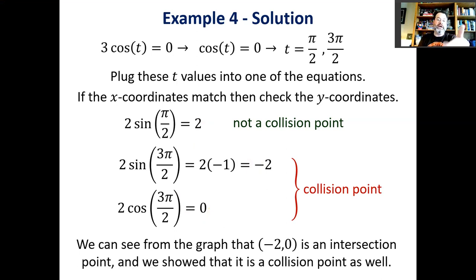And so because the x and y coordinates match, it turns out it's also a collision point. If you want to, go ahead and check these numbers in the other equation, and you'll see that both equations have the coordinate negative 2, 0 at 3 pi over 2. But we already substituted one equation into the other, so they have to match.